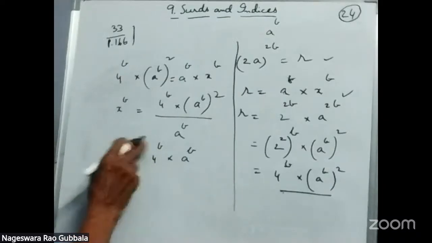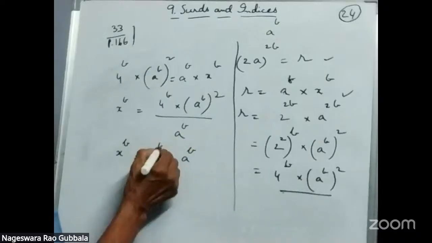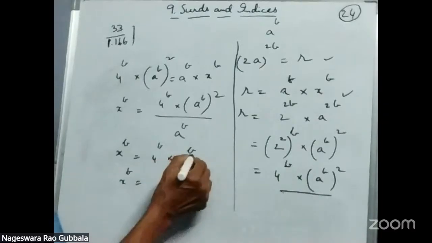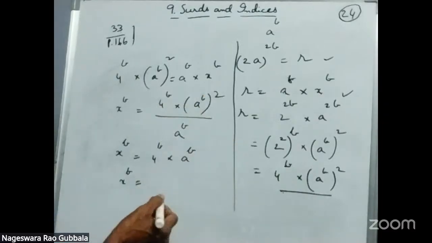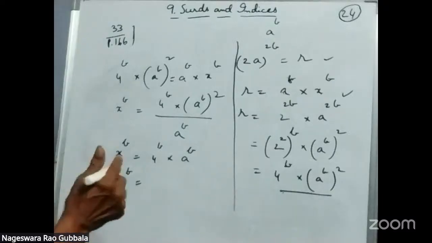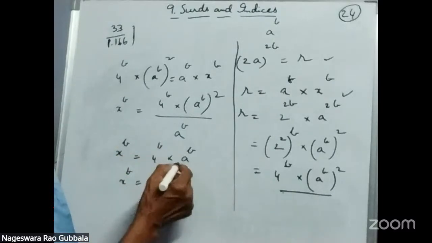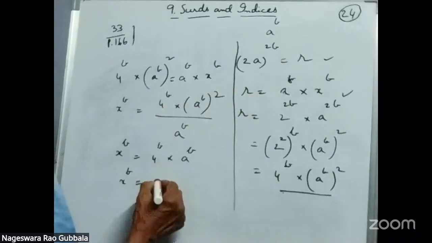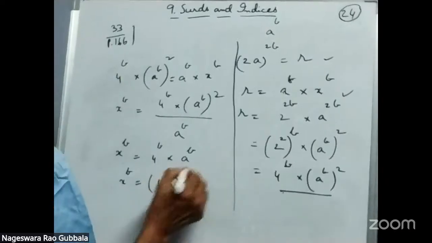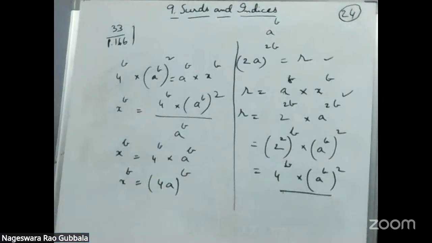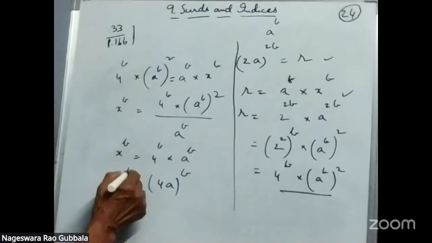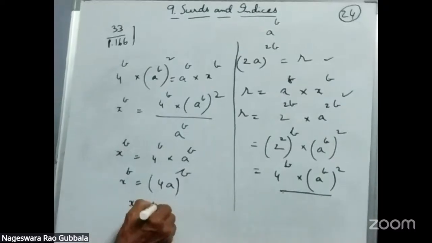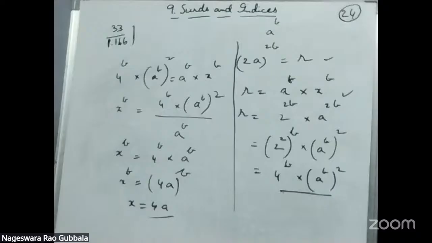So now see, they are getting equal indices. a to the power of m into a to the power of n will be a to the power of m plus n. No. a to the power of m and b to the power of m: ab whole to the power of m. So 4a whole to the power of b. Now compare: indices are equal, so bases should be equal. x should be equal to 4a. We want x. That is the answer, 4a.